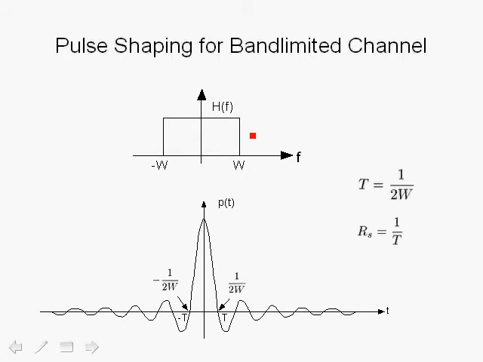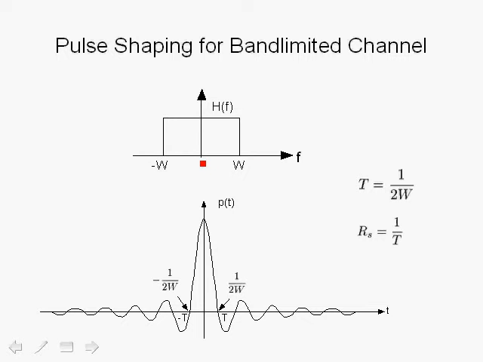Let's examine a pulse shape that meets our requirement that it is band-limited in the frequency domain, and let's see what the trade-offs are. Here we show the channel frequency response. That is where we have to limit the baseband digital communication system so that it's transmitted within a bounded bandwidth W, not to exceed W hertz.